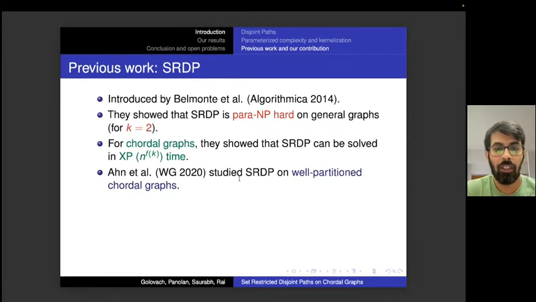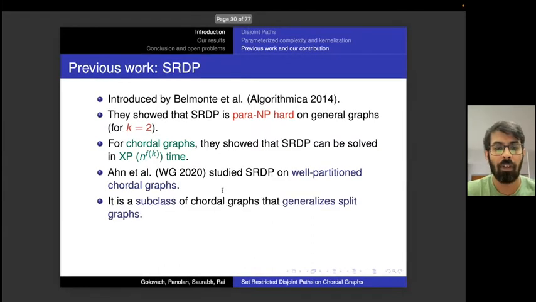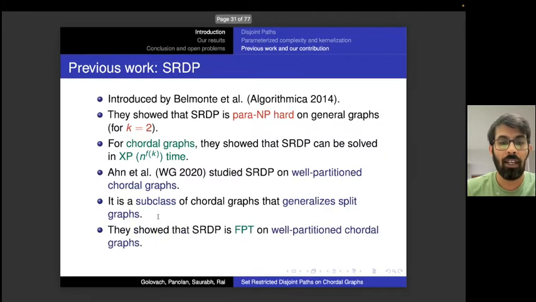An et al. studied this set restricted disjoint paths problem on well-partitioned chordal graphs, which are a subclass of chordal graphs and generalize split graphs. They showed that this problem is FPT on well-partitioned chordal graphs. It was not known to be FPT on chordal graphs.